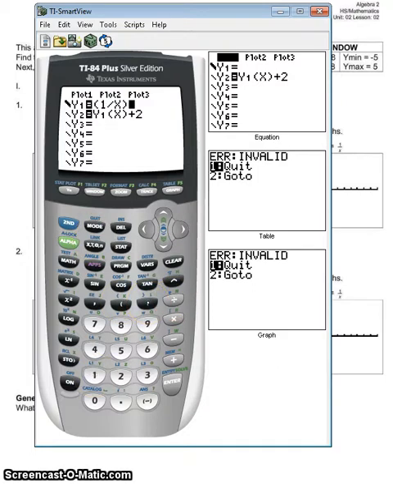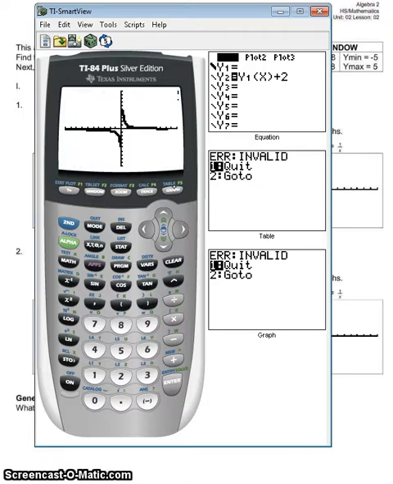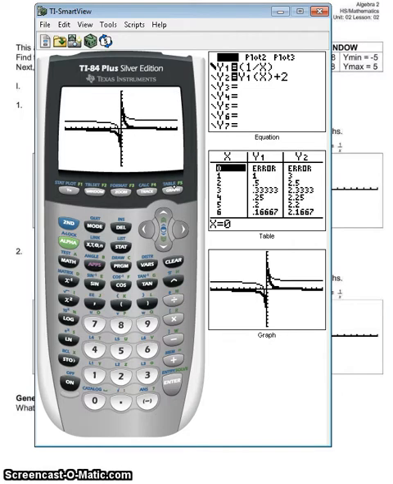And again, leaving Y2 the exact same. So here I'm going to hit graph. And that first bold graph should be my Y1. And that second graph is going to be your Y2. Remember, that is my rational function. Okay, so from here, I want you to sketch the graph.